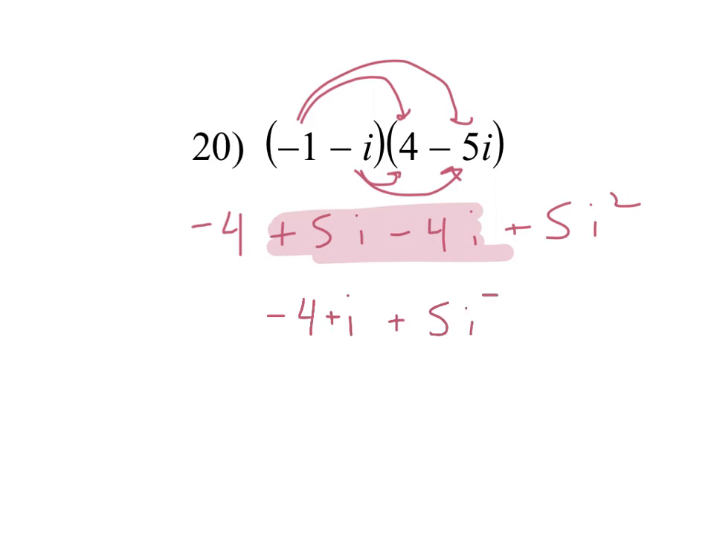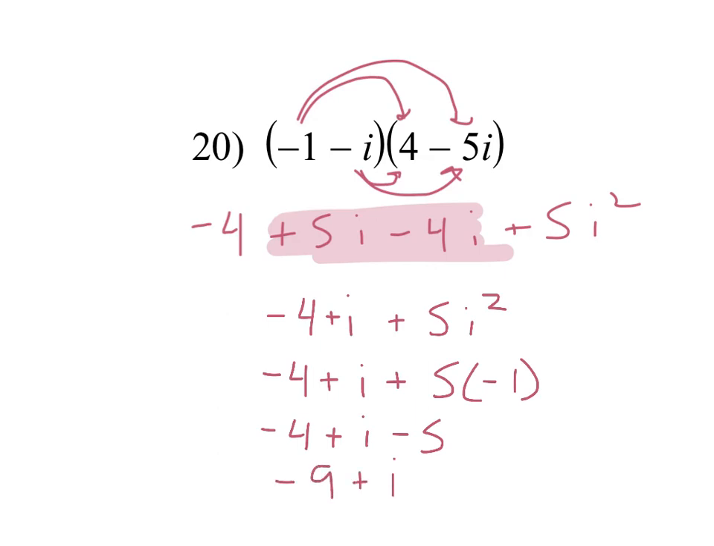Negative 4 plus i plus 5i squared. And then you're going to make i squared negative 1 to give you negative 4 plus i plus 5, parentheses negative 1. To give you negative 4 plus i minus 5. To give you negative 9 plus i. Perfect.